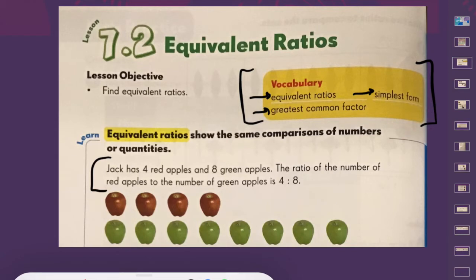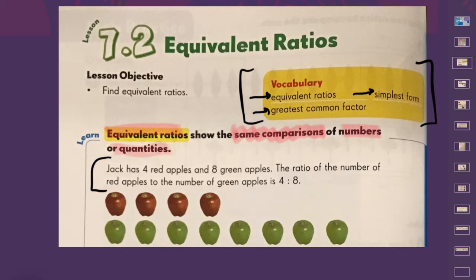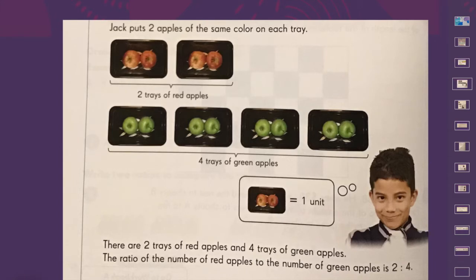We're going to look at some equivalent ratios using these same apples, and equivalent ratios show the same comparisons of numbers or quantities. And so let's look to see what that means. Here it tells us that Jack puts 2 apples of the same color on each tray. So we still have our same number of apples. We still have 4 red apples, and we still have 8 green apples, but they're just packaged differently.